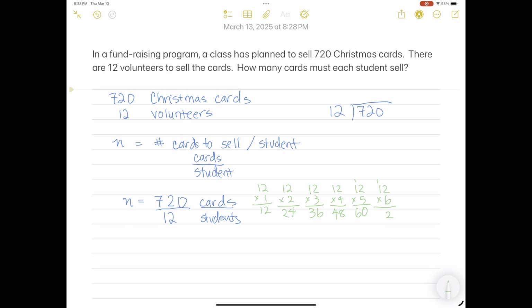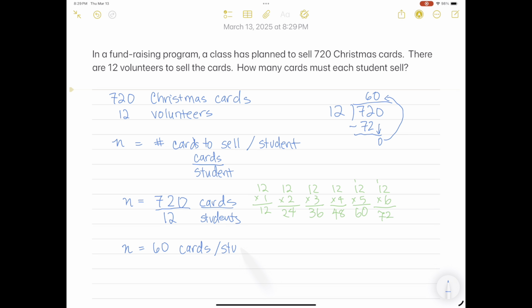And I now see that I have reached the number that would match my dividend. So 72 divided by 12 equals 6. 12 times 6 equals 72. I subtract. I bring down the 0. And then I take that 0 up to the quotient line to get 60. So 720 divided by 12 equals 60. N equals 60 cards to be sold per student.